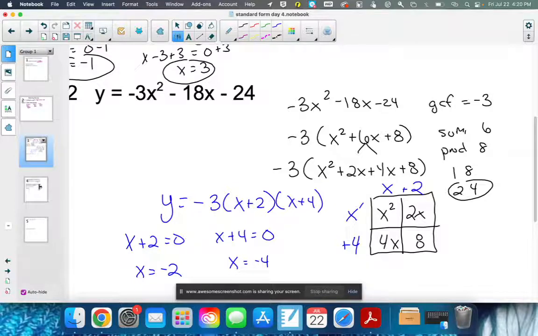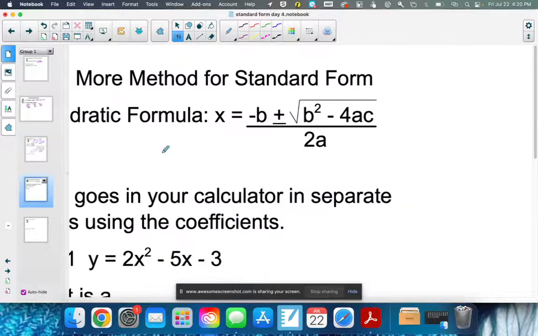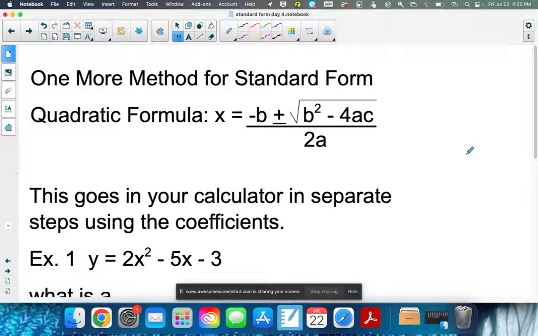Okay, there is another method if something will not factor. If you come up with a sum and a product that is not going to work, like you cannot come up with a pair that will do this, here's what you're going to do. We have another method. Okay, this method is called the quadratic formula.